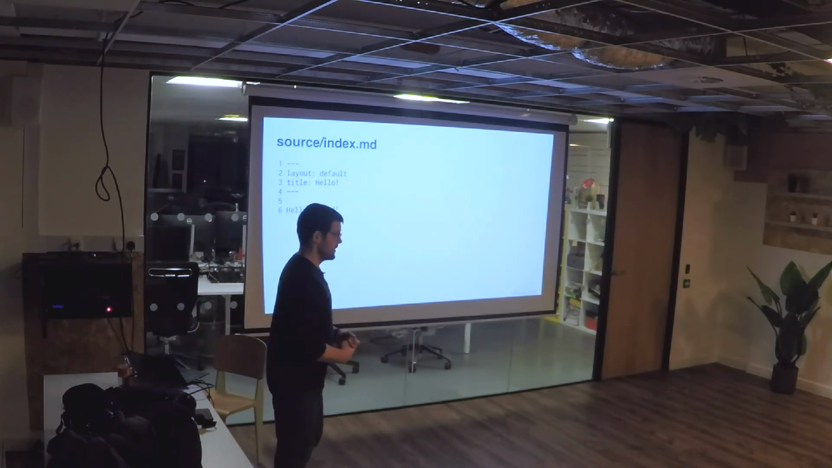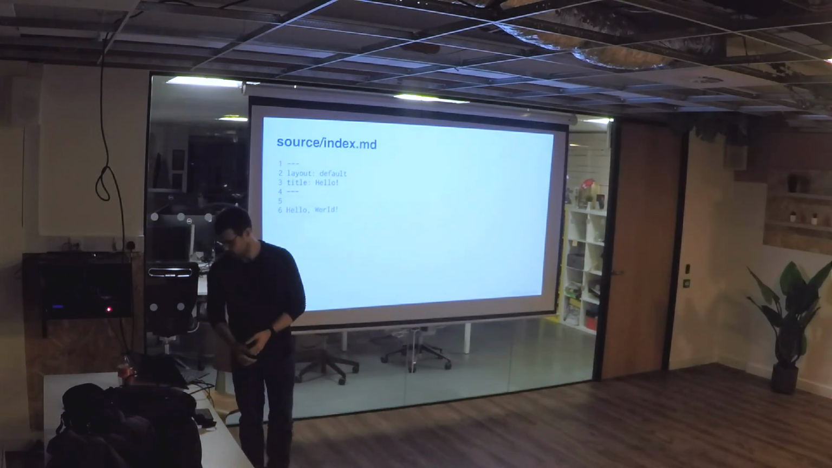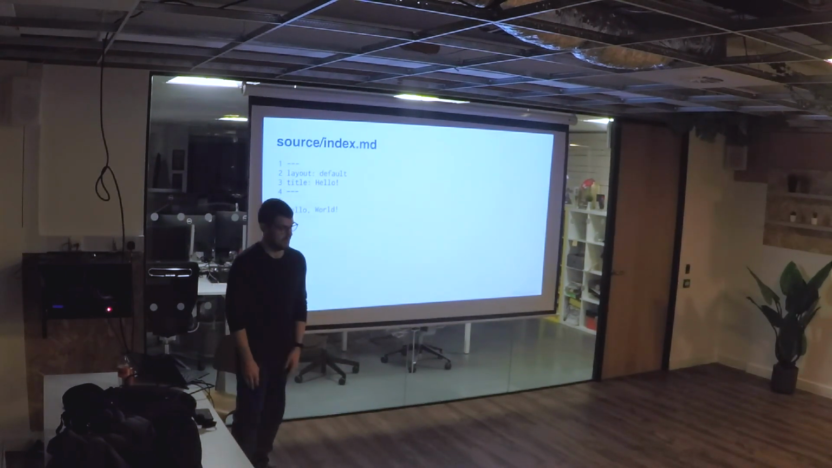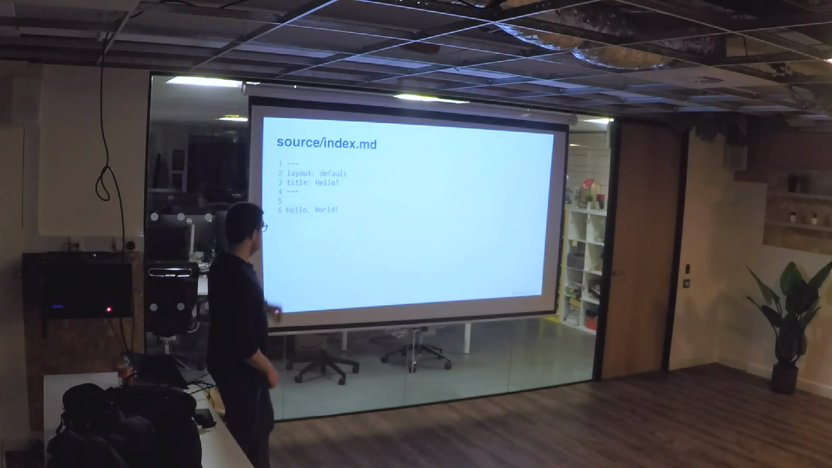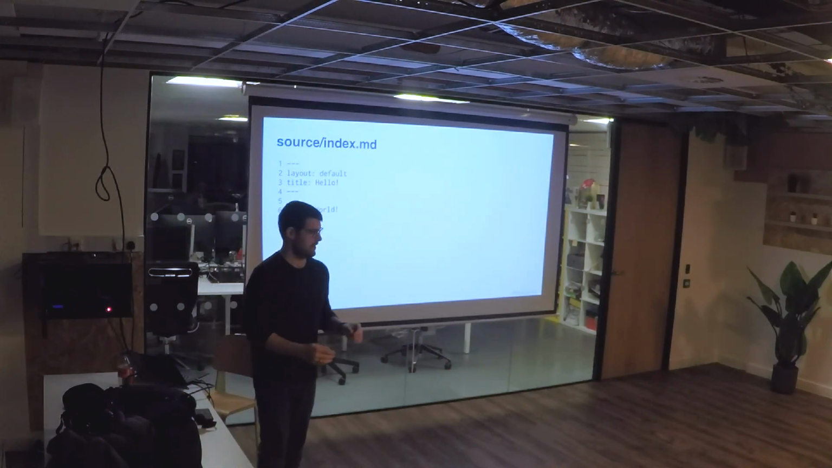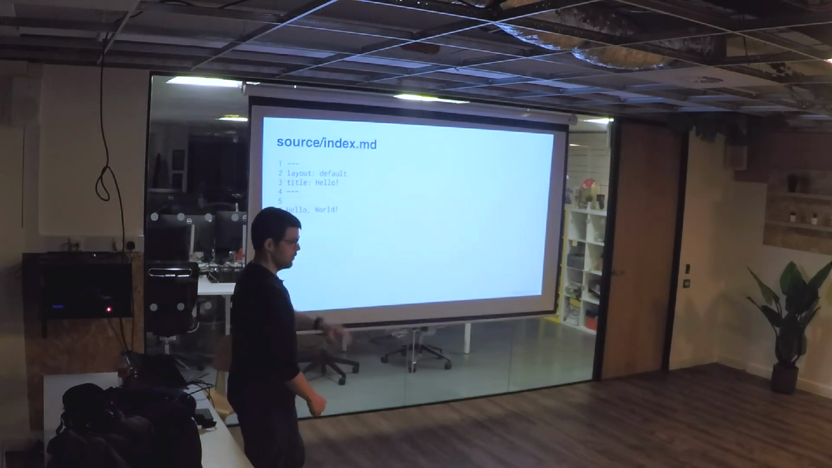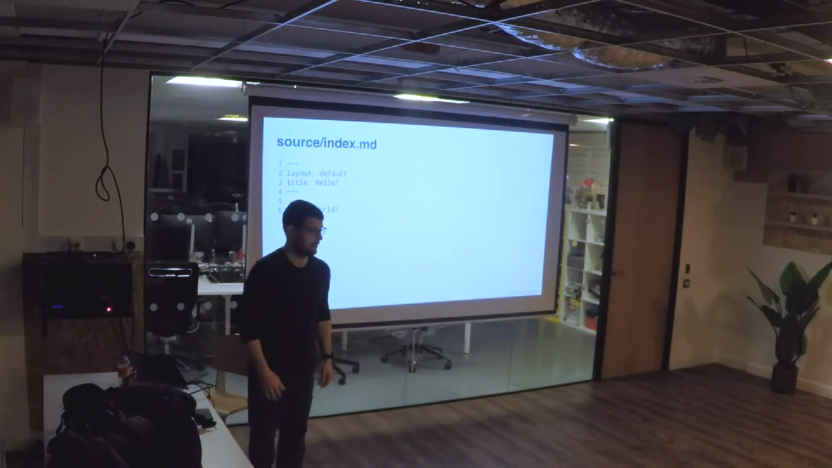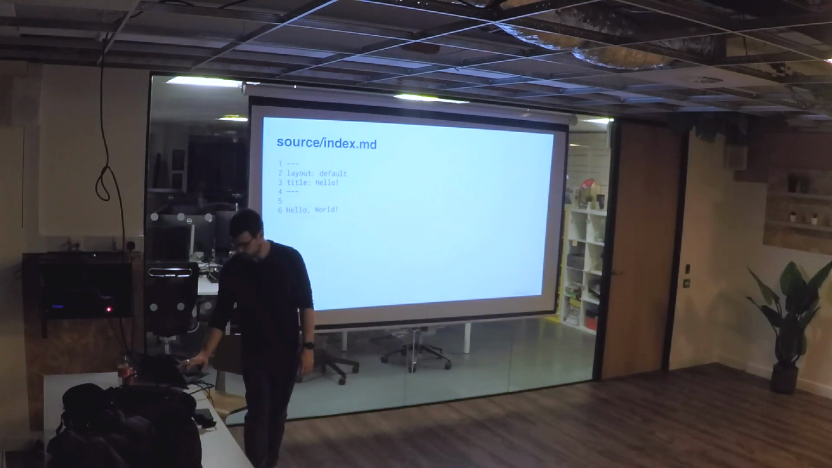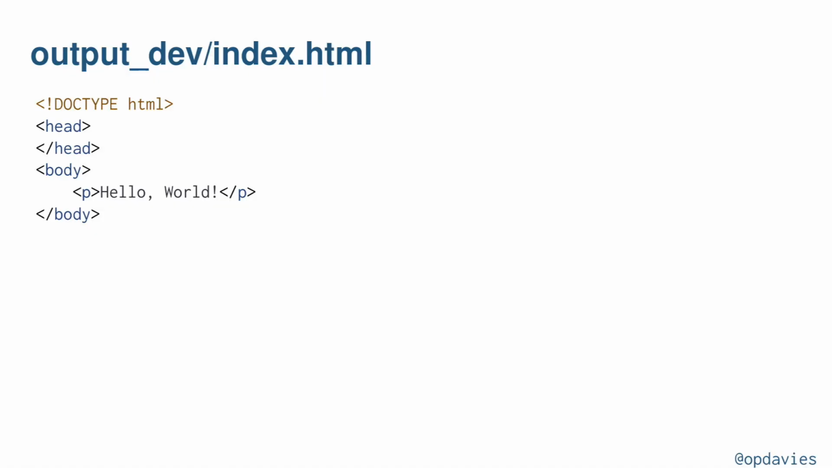But in this we're just going to specify which layout we're going to use. So we'll use the default layout and then specify a title. That doesn't get rendered when we do the page. It just gets used, but doesn't get rendered. And then we've got our content at the bottom. So we're just going to have hello world at the bottom. So that's our actual page content.